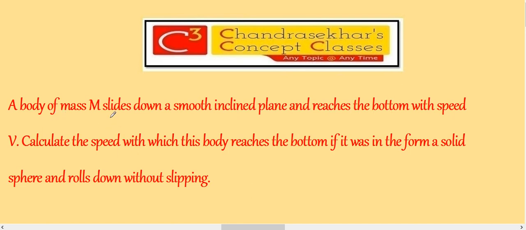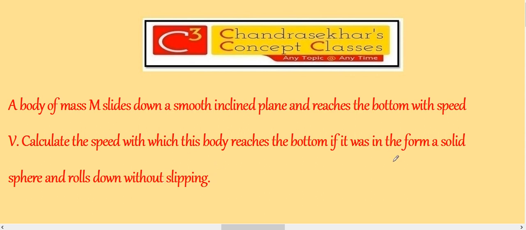A body of mass m slides down a smooth inclined plane and reaches the bottom with the speed v. Calculate the speed with which this body reaches the bottom if it was in the form of a solid sphere and rolls down without slipping. First case, body slides down and gains a velocity v. Second case, body rolls down, then what is the possible final speed?